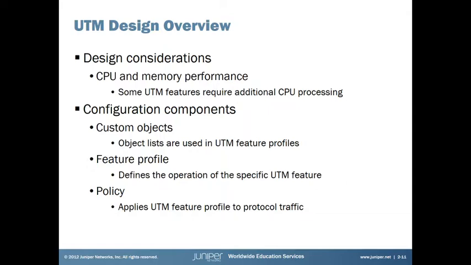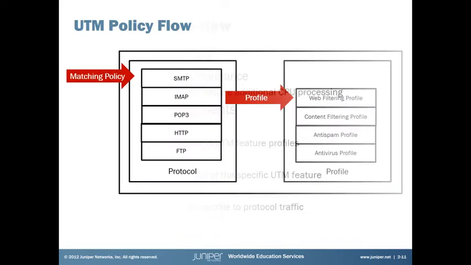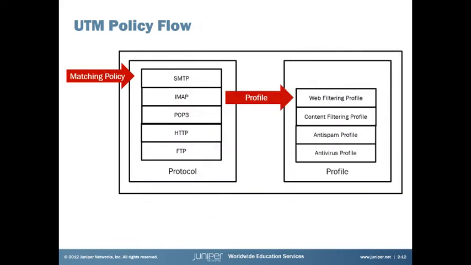Okay, so we have some objects. We start off with objects, things that we're interested in evaluating in our profile. We create this feature profile, and we add it into a policy that directs traffic into it. So the UTM policy flows, you have a matching policy with a permit function, and we then go and look at a particular protocol that we want to examine, and then that protocol is passed through into our UTM functionality.